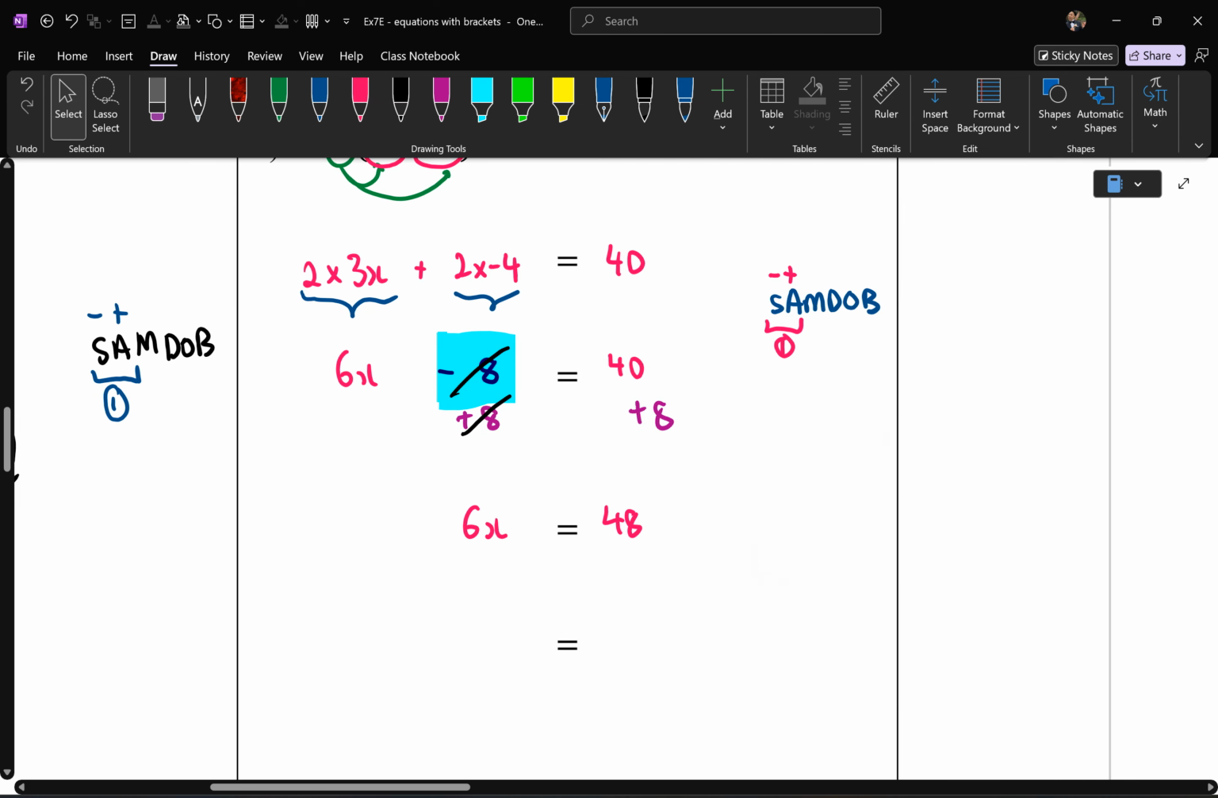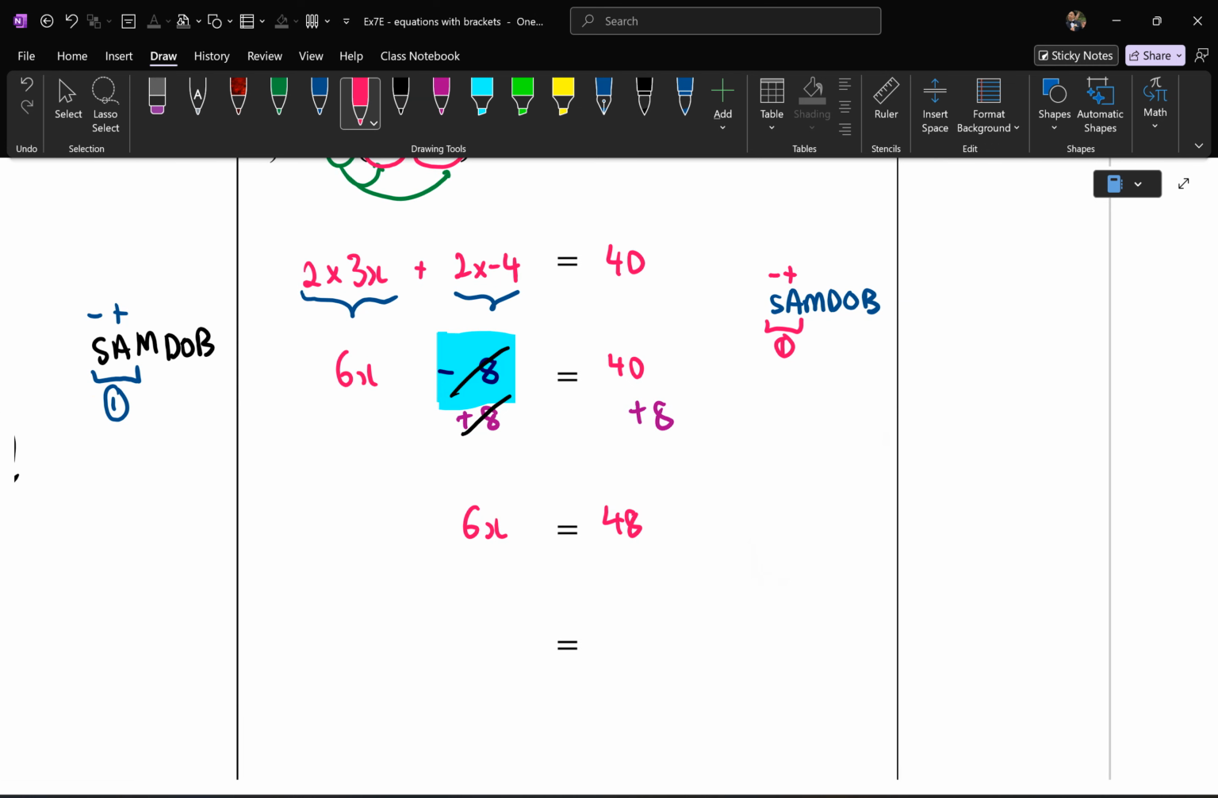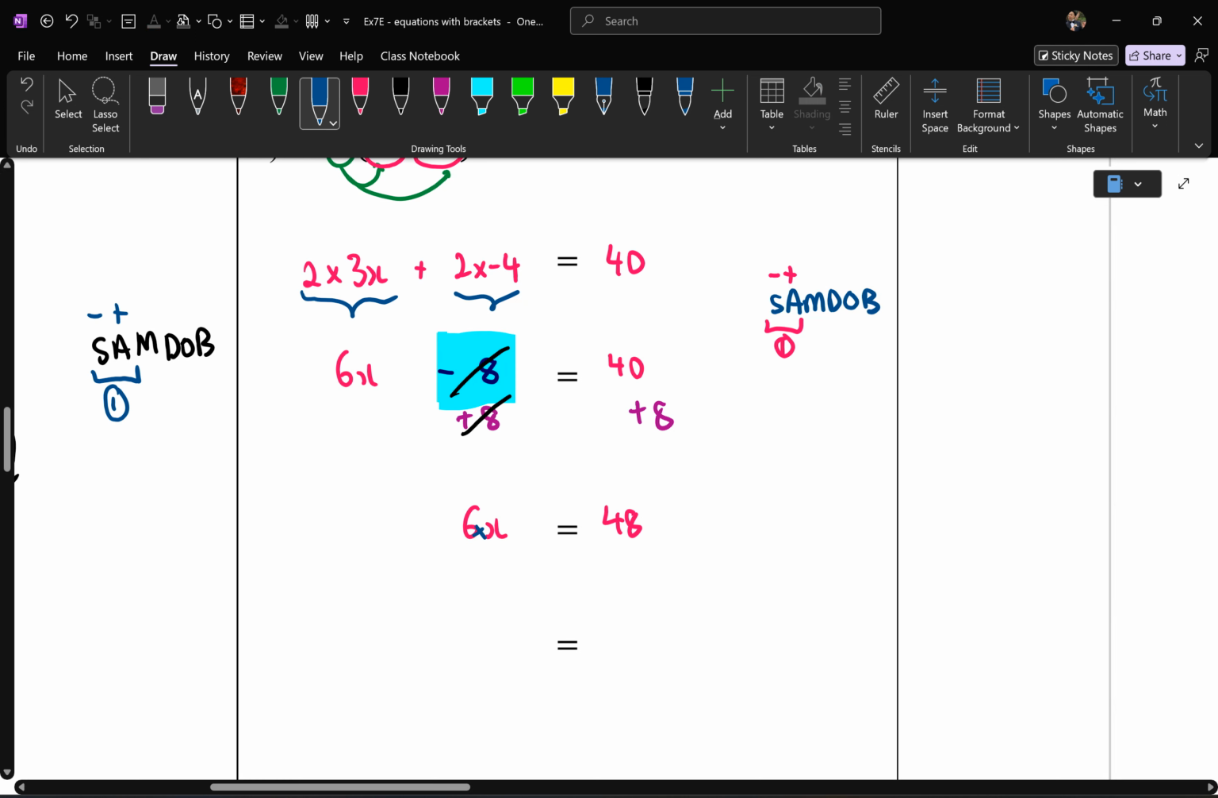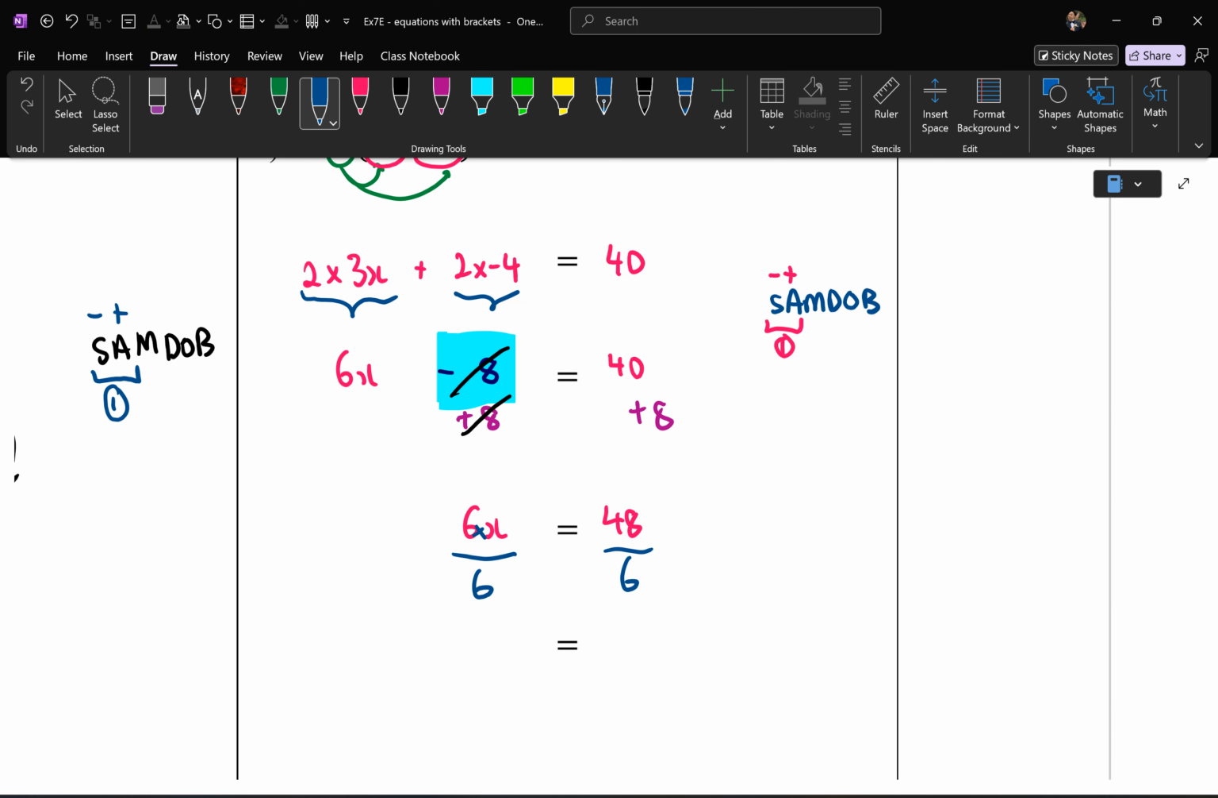What's the next step? Can I please have, let's go with Elizabeth. What do I do now? Divide by 6 because this is a times 6. So the opposite of that is divide by 6. Opposite of times is divide. Whatever you do to one side, you do to the other. 6 divided by 6 is what, Tom? 1. And then 1 times x gives you x. Whereas on the right-hand side, 48 divided by 6.